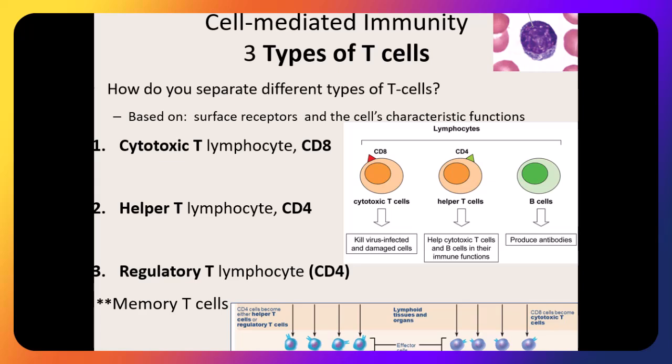The helper T cell's job is to help. It helps monitor your cytotoxic cells. It even helps activate your humoral branch. Again, it's only going to recognize infected cells that have an MHC2 antigen on them.